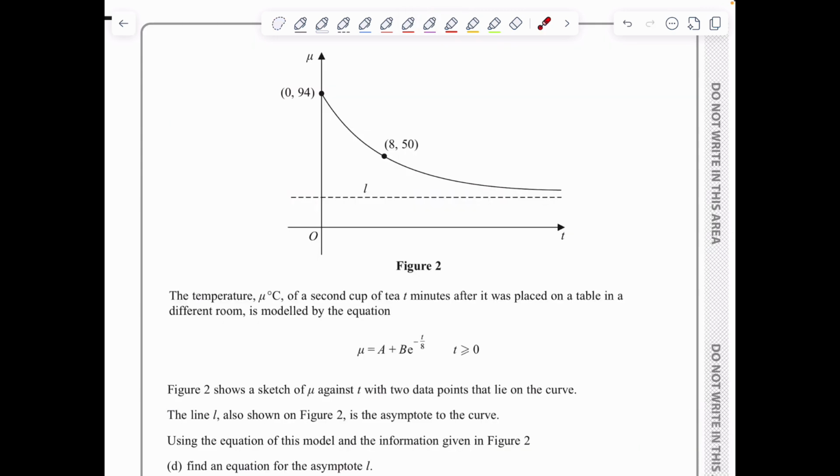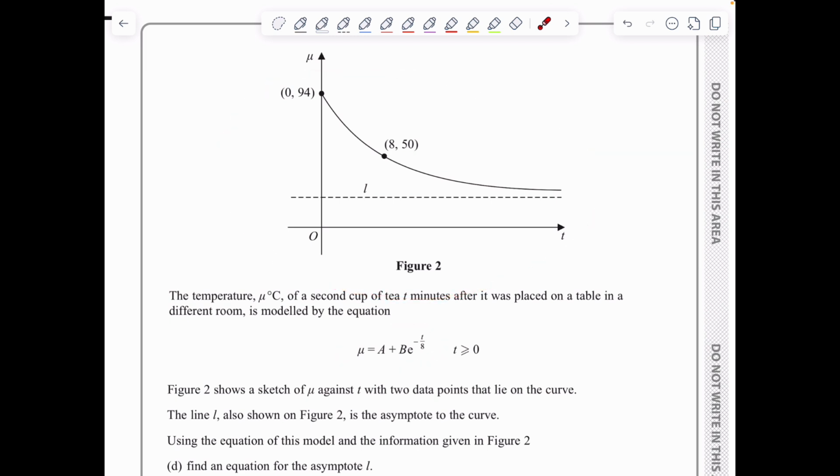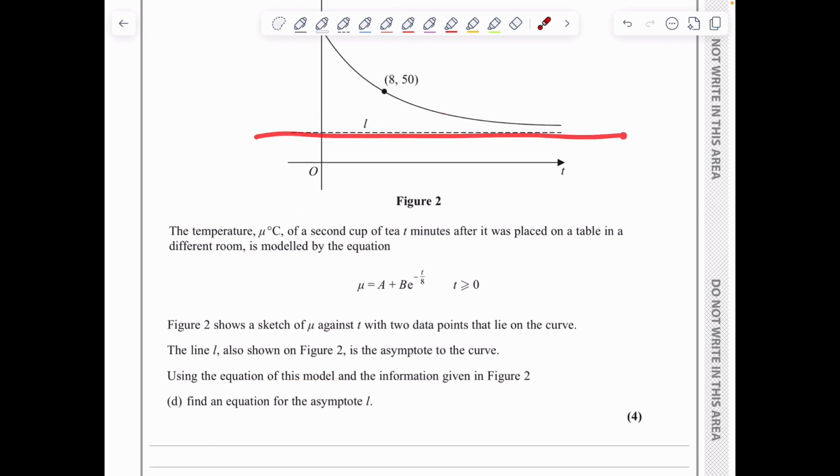Now the temperature mu degrees Celsius of a second cup of tea t minutes after being placed on a table is modeled through this equation here. Mu is capital A plus capital B e to the minus t over 8. We're given a sketch of the graph, and we are being told that we pass through the points (0, 94) and (8, 50). Now we need to use the equation of this model and the information provided here to find an equation for the asymptote. It's the horizontal line L.